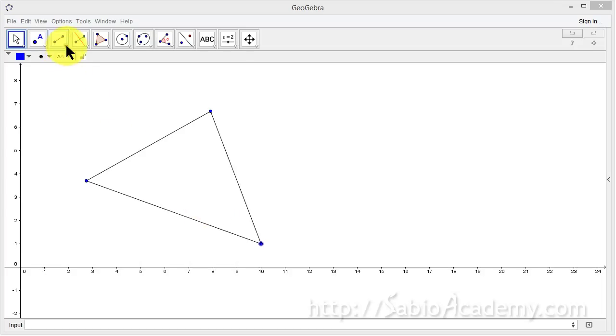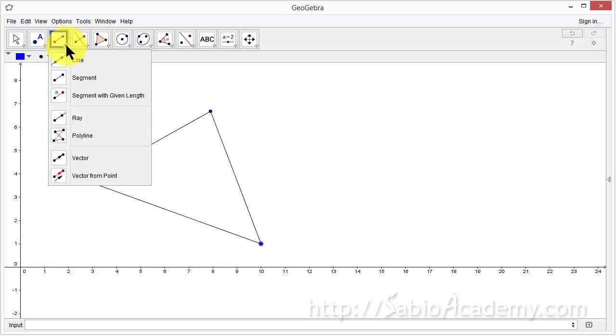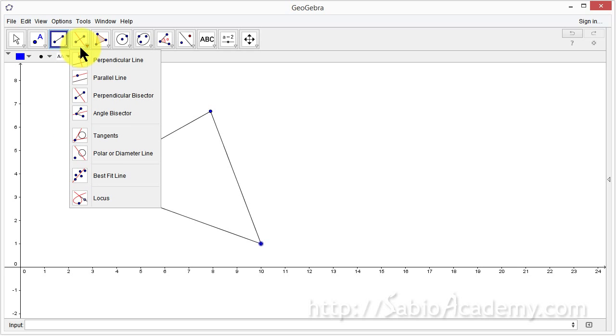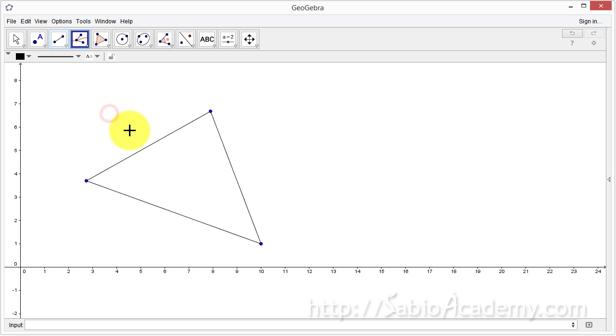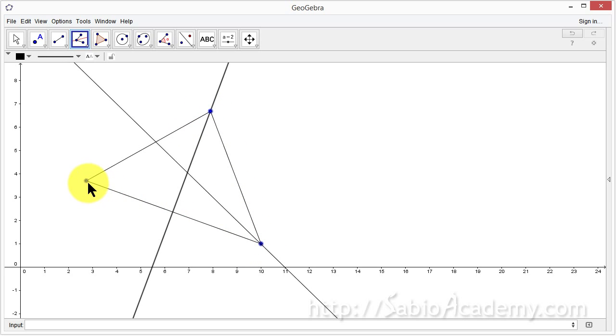How do we find the angle bisectors here? I think I saw it somewhere. Here, angle bisector. Okay, so I just got to show the angle by picking 3 points. 1, 2, 3. There's the angle bisector of this. Now I'm going to find the angle bisector of this by going around this way. 1, 2, 3.